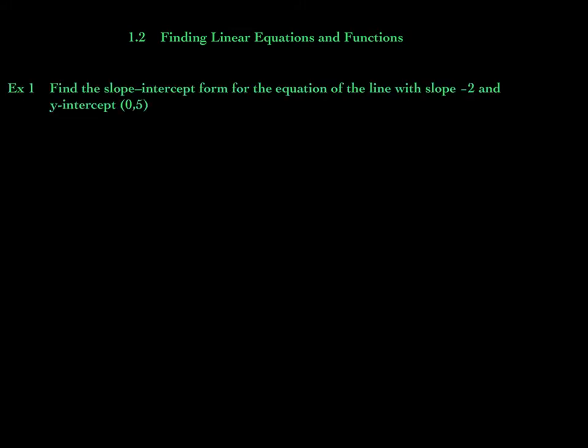In this first example, it says find the slope-intercept form of the equation of the line with slope -2 and y-intercept (0, 5). What I want you to notice is that slope-intercept form is y equals mx plus b. So in order for you to write any equation in slope-intercept form, you need two things. You need the slope, which is m, and you need the y-intercept, which is what b is.